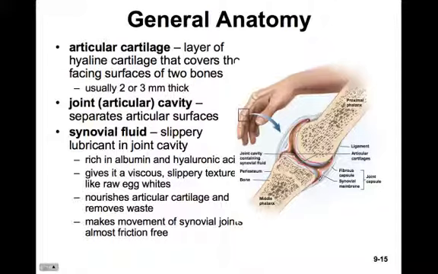It's rich in albumin and hyaluronic acid. Hyaluronic acid is a very slippery substance. This gives it a viscous and slippery texture. It's very similar in nature to raw egg whites. And it also allows nourishment of the articular cartilage and removal of waste, as the blood supply does not enter the joint capsule itself, but it can drop off its nutrients and remove wastes from the synovial fluid. This synovial fluid makes the movement of synovial joints almost friction-free.